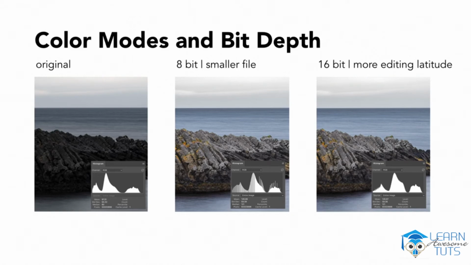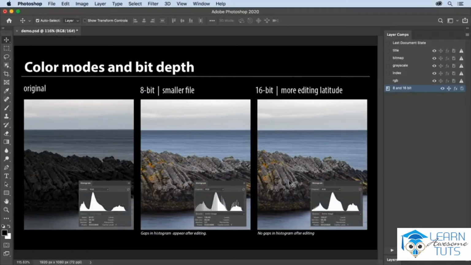Now, 32-bit files can get very large very fast, and since not all of Photoshop's features are available in 32-bit, and because most output devices don't support 32-bit images, these 32-bit images are typically converted to 16-bit or 8-bit at some point in the workflow. Now, let's see where we can control our bit depth in Photoshop.